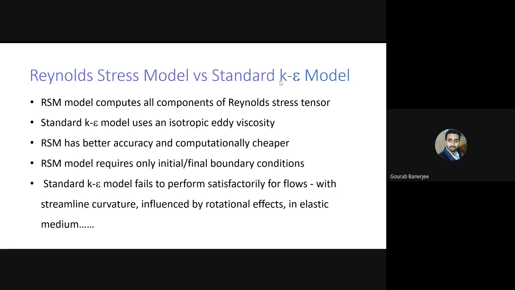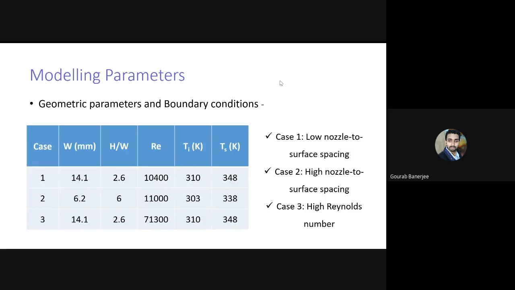Whereas the standard K-epsilon model mostly fails to perform within the elastic medium or for flows influenced by rotational effects. But still, we have shown the results over here for both the models, and which can be considered better, we'll be coming to that in the later cases. Now, the modeling parameters. The geometric conditions have been segregated broadly into three cases.